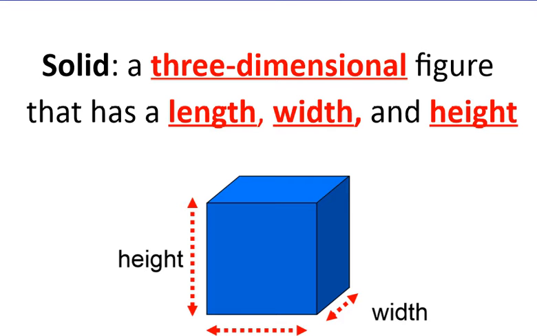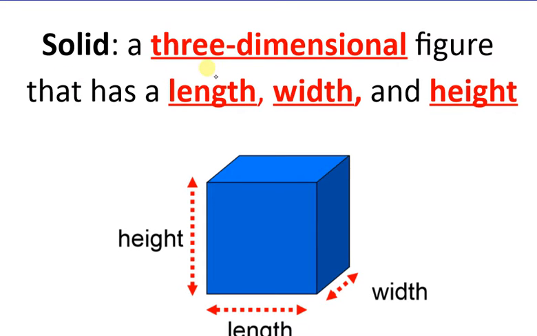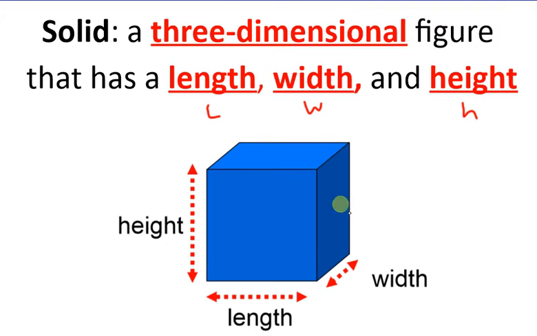Alright, so let's get into some vocabulary. A solid is a three-dimensional figure, and it has a length, a width, and a height. Here I have an example. It's a picture of a cube, and you can see that the height is up and down, the length is side to side, and the width is how deep it is. How far back does it go? So that's a solid. And when you think of solid, if you go back to science, a solid is something that you can usually touch.